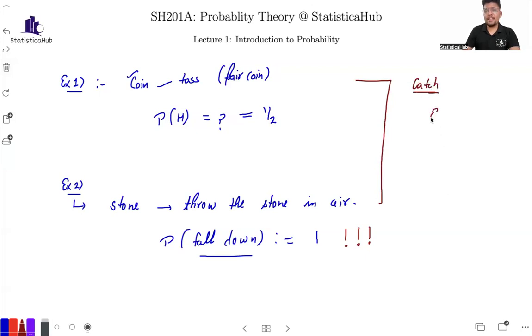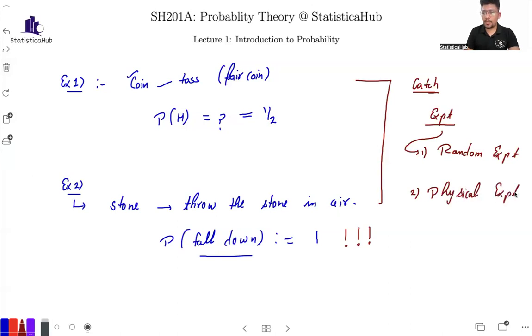The experiments that we defined can be of different forms. Generally or majorly, I'm going to cover two kinds of experiments. One is known as random experiment, and the other kind of experiment that we deal with is your physical experiment. So coming to the concept, what is the meaning of random experiment? What is the meaning of physical experiment? We have to understand them in a little bit of detail.